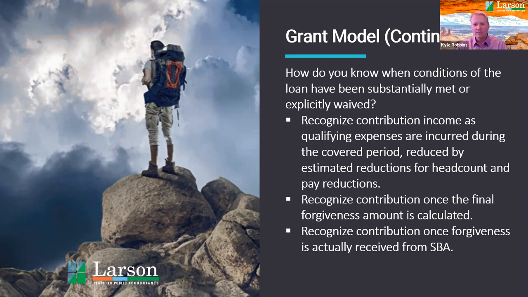So the second approach is a little less aggressive, a little bit more conservative. And that would be you could recognize your contribution once the final forgiveness amount is calculated. So that could be at the time of when you calculate your forgiveness amount, you fill out your application, and you submit that application to the SBA or whichever entity you submit that application to. And the rationale behind that is once you have that calculation amount, you're fairly certain that that's the amount you're going to be able to recognize.